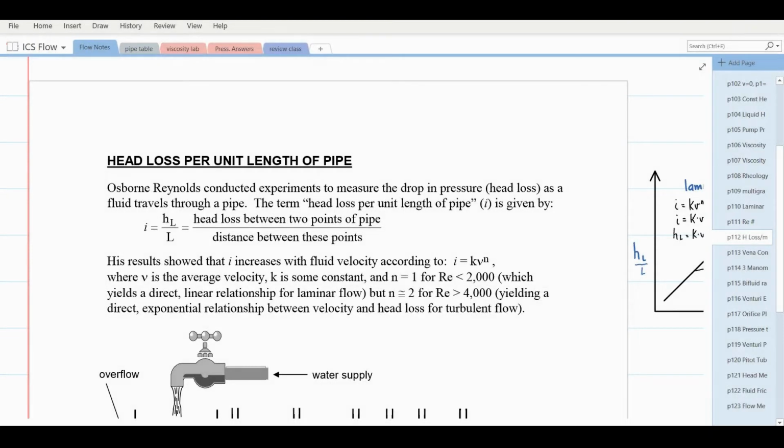This is our fourth lecture on flow in our Industrial Control Systems course, pages 112 to 119. We'll be looking at measuring flow rate using orifice plates and venturis.